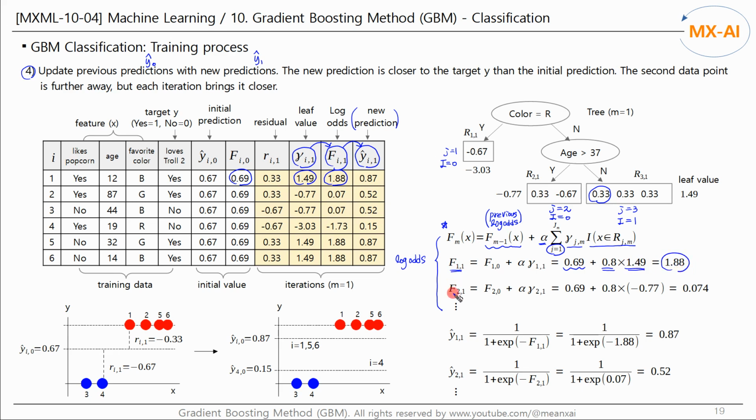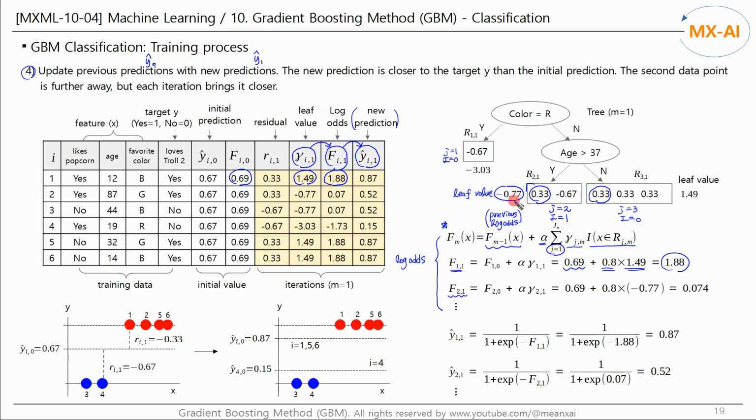Next, let's calculate the new log odds, f, for the second data point. The second data point belongs to the second leaf node. Therefore, the indicator function I is 1 only when j is 2. And all others are 0. The leaf value of the second leaf node is -0.77.